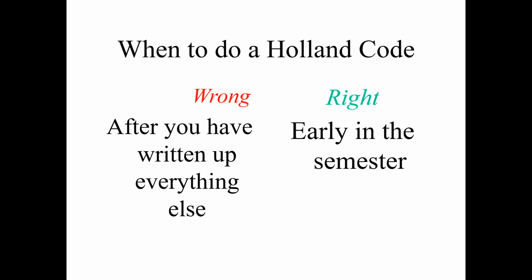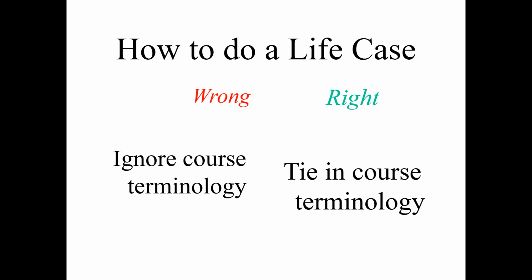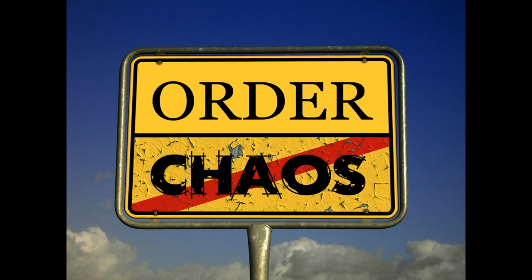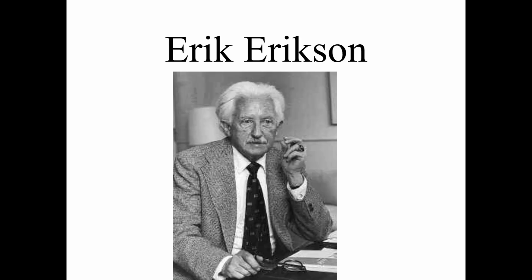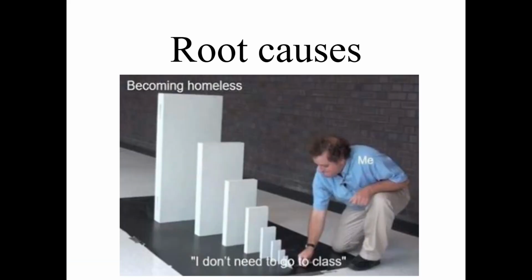Get help in making your analysis of the subject either in my office or via telephone. Get that help early in the semester, especially when it comes to getting a Holland code for the vocational personality of your subject. Don't try to do that on your own. Also, try to tie in as much course terminology as possible in writing up your case study. Don't just tell me, well, he did this and he did that.